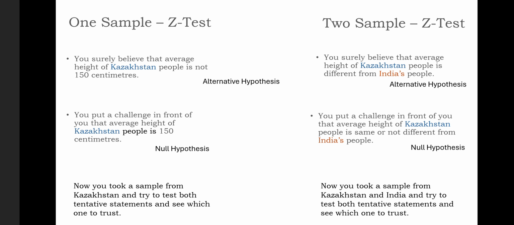Now look at the right side. We took two populations. That is the first difference between Z test and T test, that we took two populations. We have Kazakhstan people and we also have India's people. So the first difference between both the tests is that in the first test we took only one population. In the second test we took two populations. Let's try to learn it further.